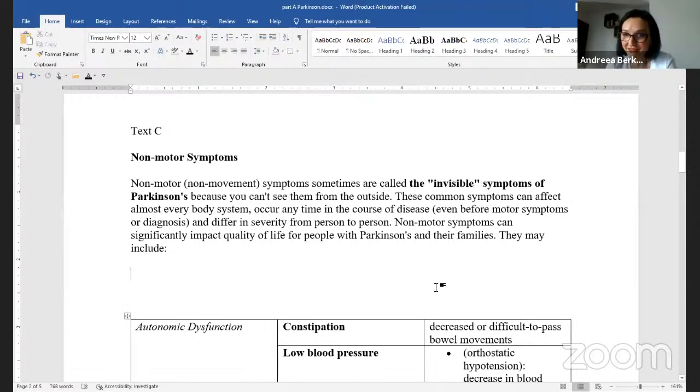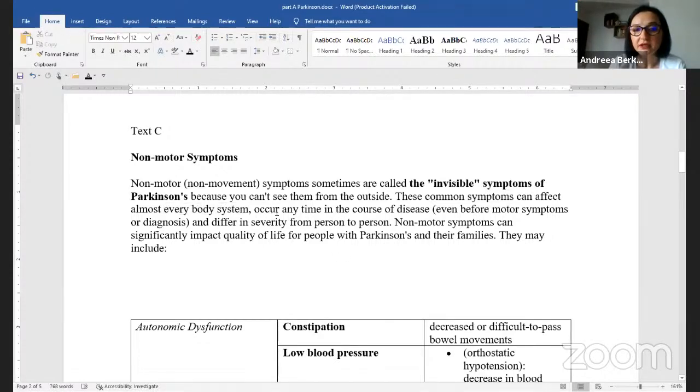Okay, have you found it? The paragraph isn't really very long or very big. So we have non-motor symptoms. We have the word symptoms here. We do know that the entire text is about symptoms, so we can rely on another piece of information from the question other than symptoms. But we have every body system.